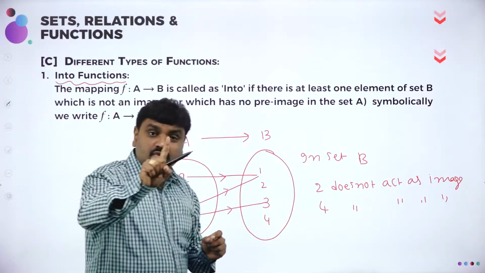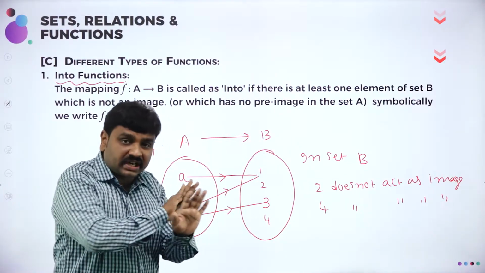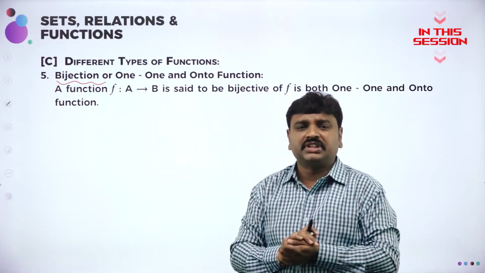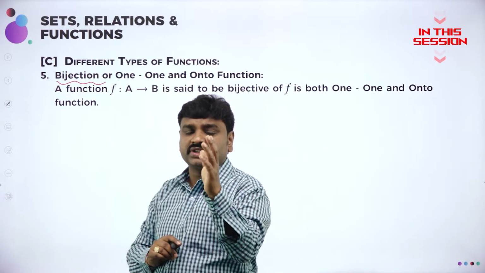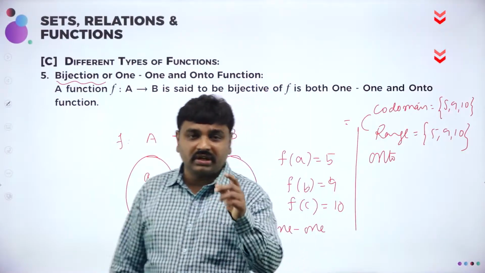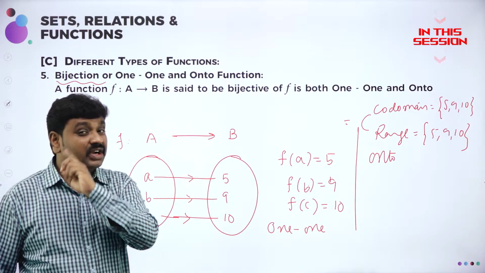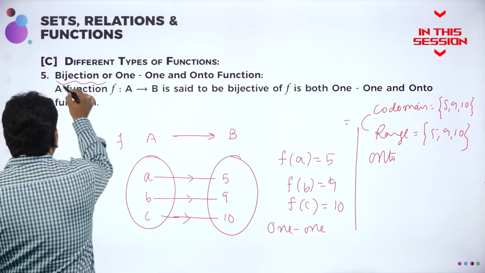If you have at least one element in codomain which does not act as image, then I call it as into. A function is said to be bijective function if it is both 1, 1 and onto. What is bijection? A function is said to be bijective function. Now whatever the function I wrote in ray diagram, this is 1, 1 as well as onto. A function, if it's both 1, 1 and onto, we call it as bijective function.